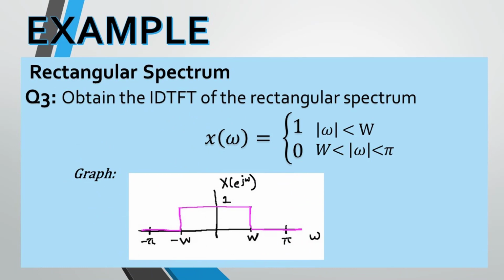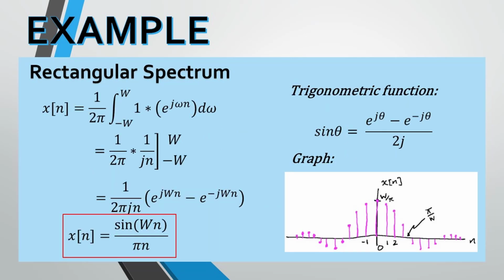Let's have our third example on the frequency domain, which is a rectangular spectrum. Obtain the IDTFT of the rectangular spectrum. X of omega is equal to 1 between negative W and W, and 0 outside of that range. The graphical representation is shown below. From the IDTFT formula, we have 1 over 2 pi, the integral of 1 multiplied by e raised to j omega n d omega from negative W to plus W.